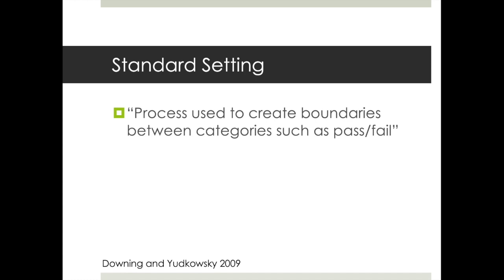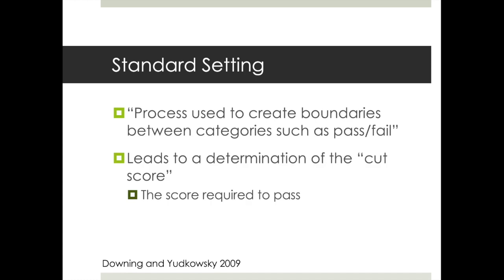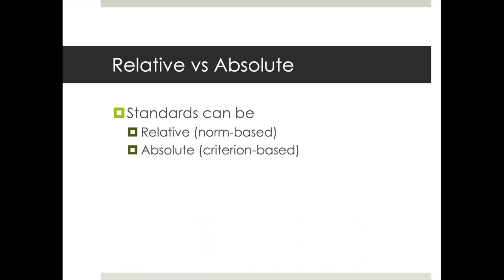So standard setting is a process used to create boundaries between categories such as pass or fail. Now, it can also be used to create boundaries for who's going to get an award, or a borderline group, or a group that requires a learning plan or remediation even if they have not failed. One of the key things about standard setting is it leads to the determination of a cut score. And that's the term we use in medical education as the score required to pass.